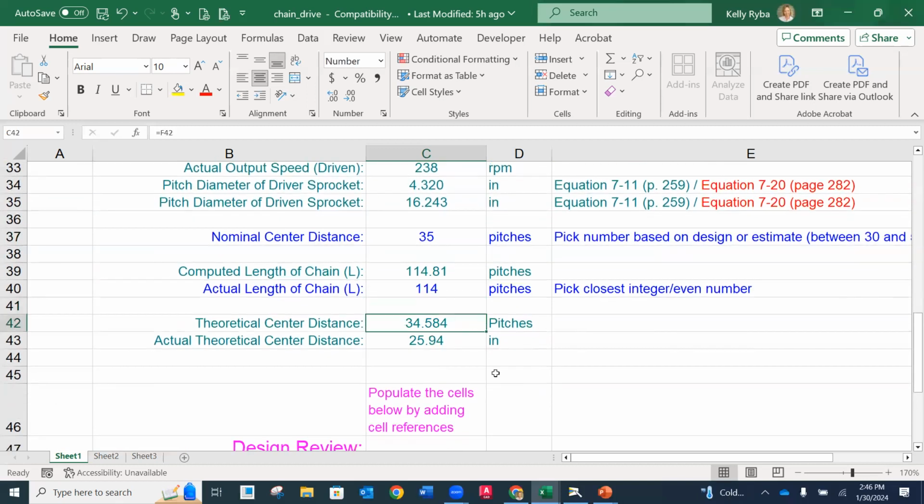So now the theoretical center distance. Center to center is going to be 34.584. And then the theoretical actual center distance, and that's going to be the pitches. You guys see what I mean? So 25, almost 26 inches on our center distance. And then the number of pitches is going to be that 34. So it lands within that range.